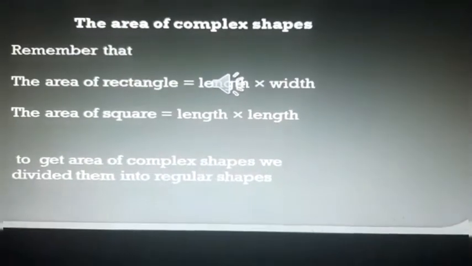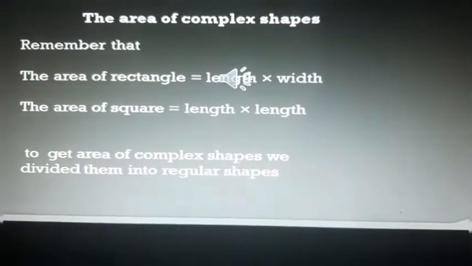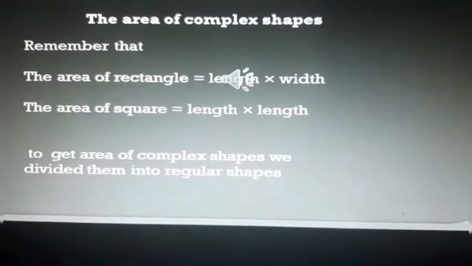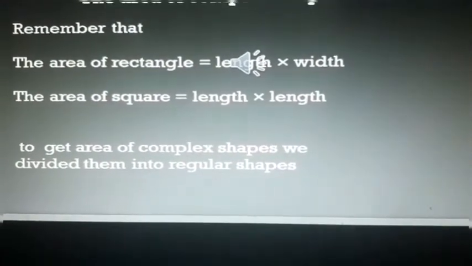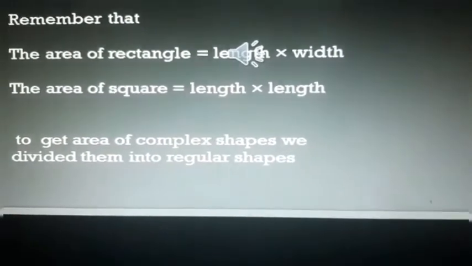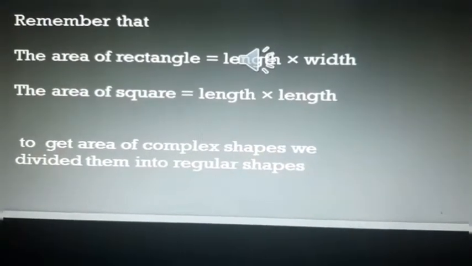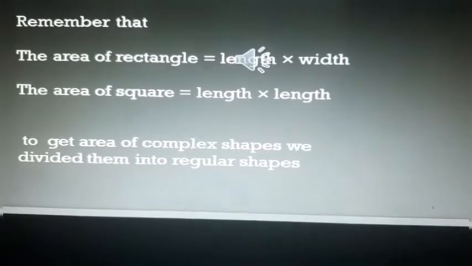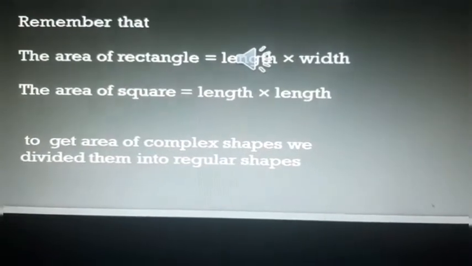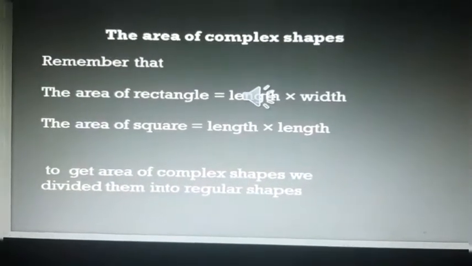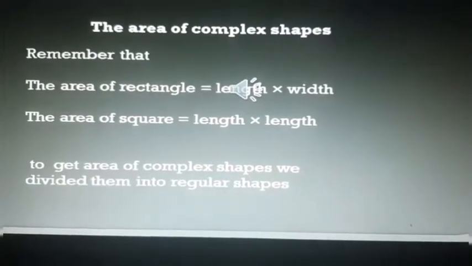To get the area of a rectangle, I have 2 dimensions, length and width, so we multiply them: length times width. But what is the difference with the square? A square has 4 equal sides. So to get the area of a square, we multiply the two lengths, because the 2 dimensions are equal: length times length, or length times itself. Remember that it's very important for getting the area of a complex shape.